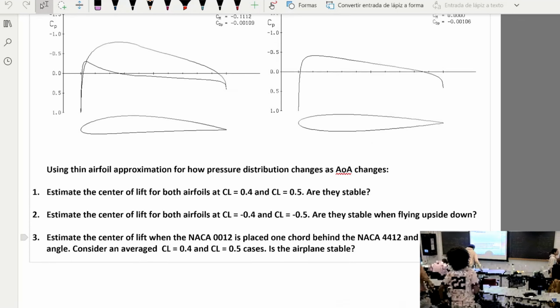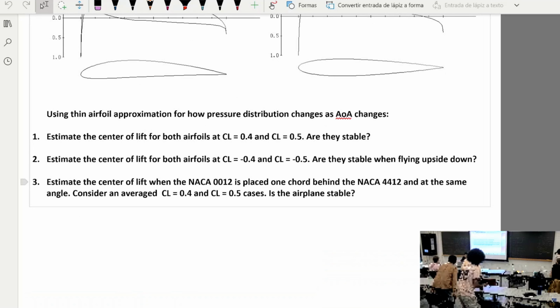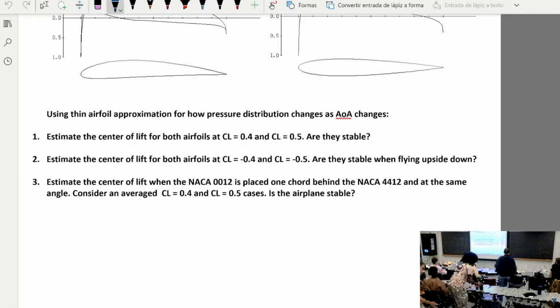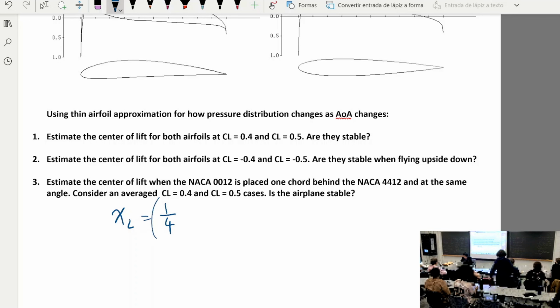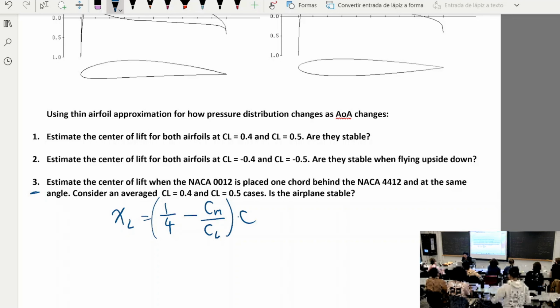All right. So for question 1 and 2, I think almost everybody just plugged in the center of lift. So x, let's say center of lift, is equal to a quarter chord, I mean everything times c, minus cm over cl, right, times the chord. Okay, but for question 3, it's not really obvious we should use this or not, right?